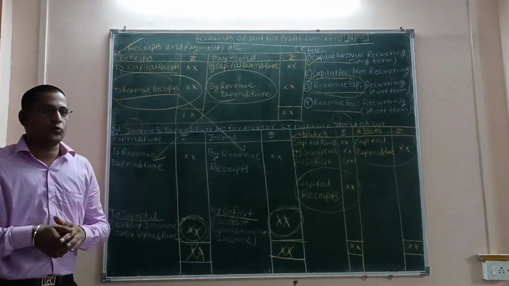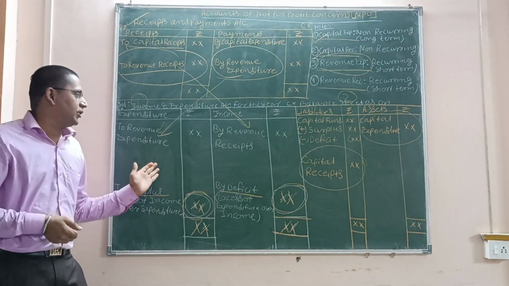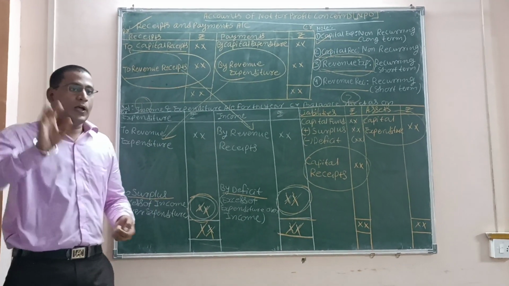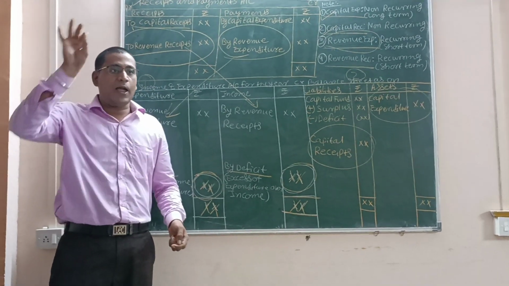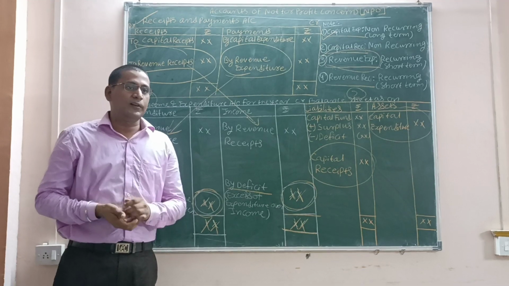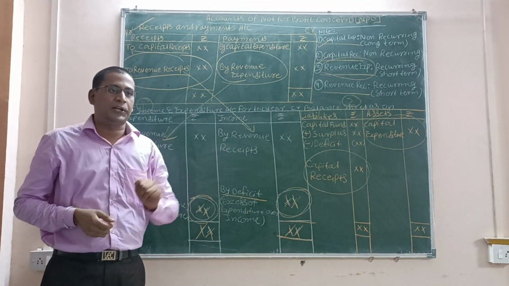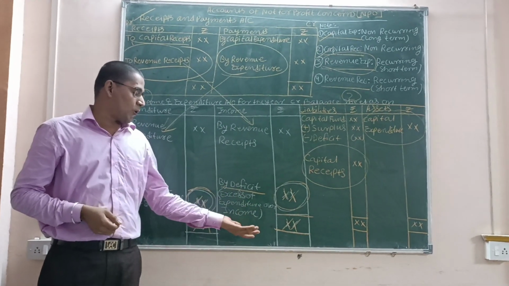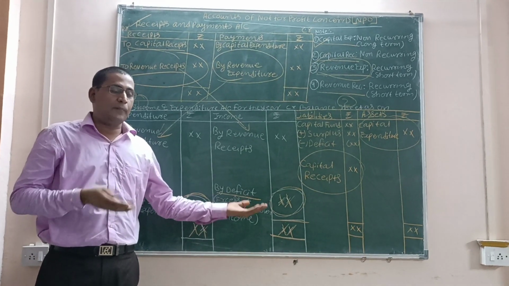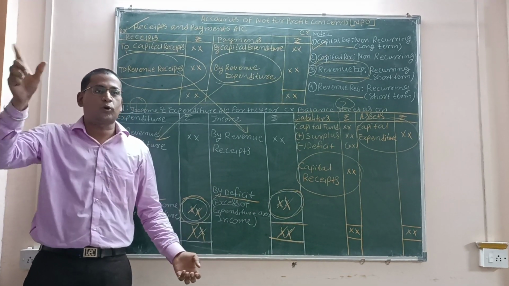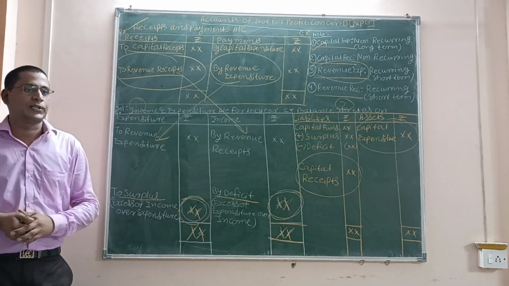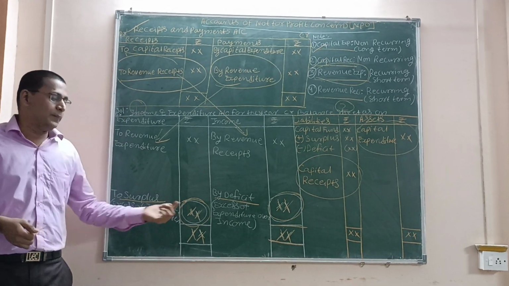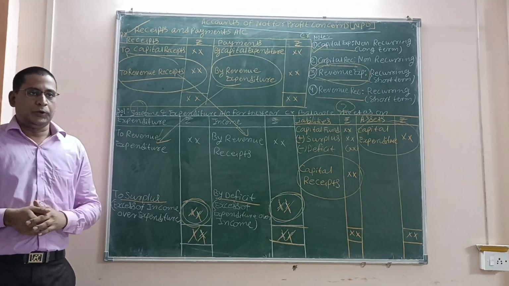Excess of expenditure over income means what? If our expenditure is more than income, if I am earning 10 rupees and I am spending 100 rupees, then I am getting deficit of 90 rupees. But there is a possibility that I might be earning 100 rupees, but my total expenditure will be only 80 rupees. Then my surplus will be only 20 rupees.